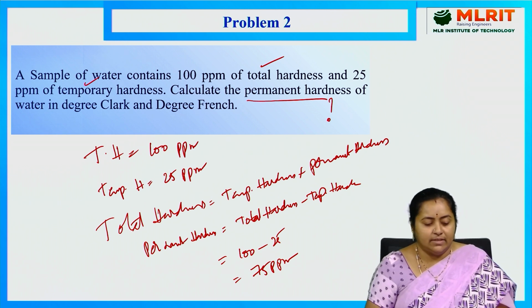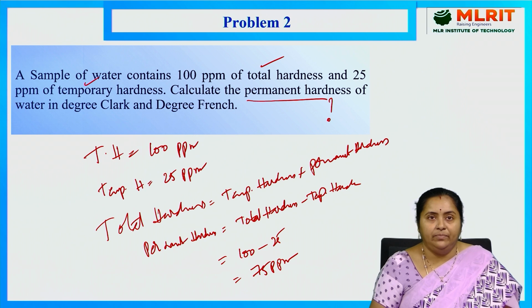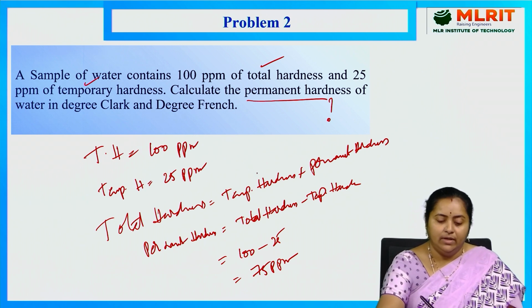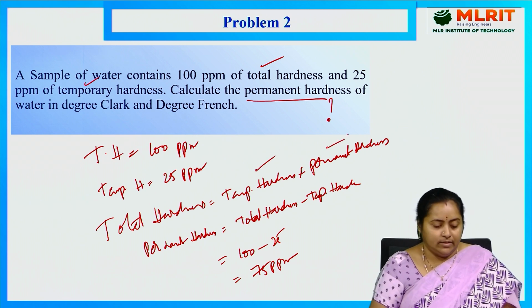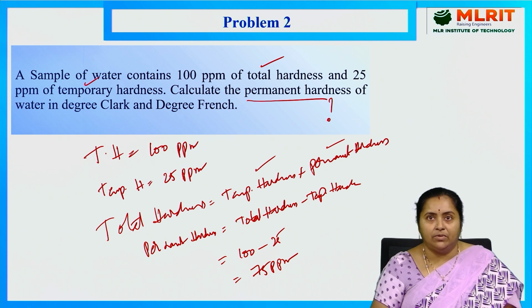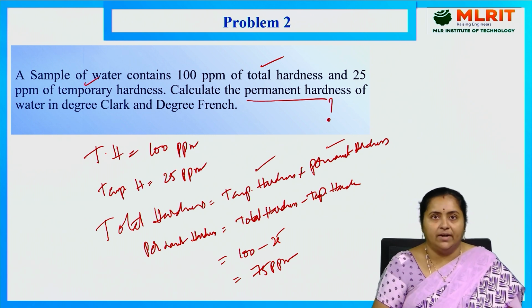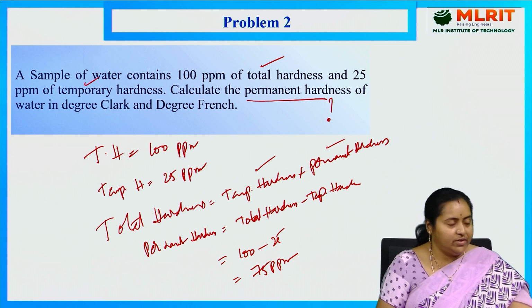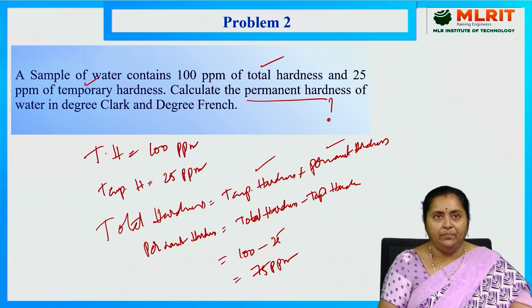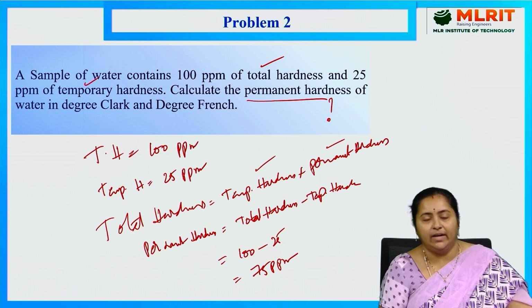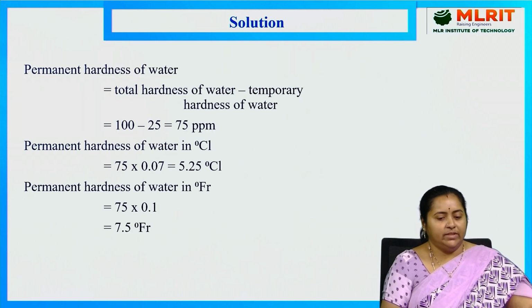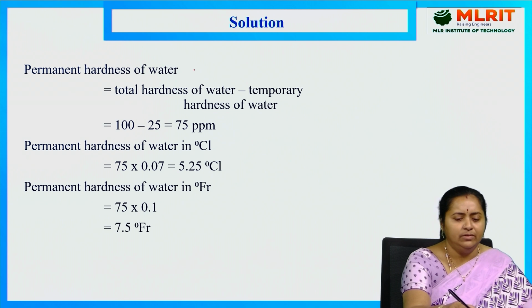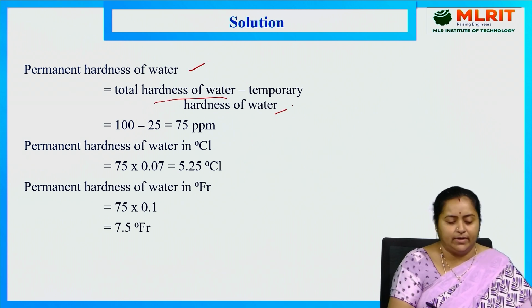Total hardness is given as 100 ppm, and we know the formula, that total hardness is equal to temporary hardness plus permanent hardness. What I need is permanent hardness. It becomes equal to total hardness minus temporary hardness. So 100 minus 25, it becomes equal to 75 ppm. After getting the answer in ppm, we need to convert that result in terms of degree Clark and degree French. So let us go with its solution. As I told you, permanent hardness is obtained as total hardness of the water minus temporary hardness of the water. So 100 minus 25 is equal to 75 ppm.